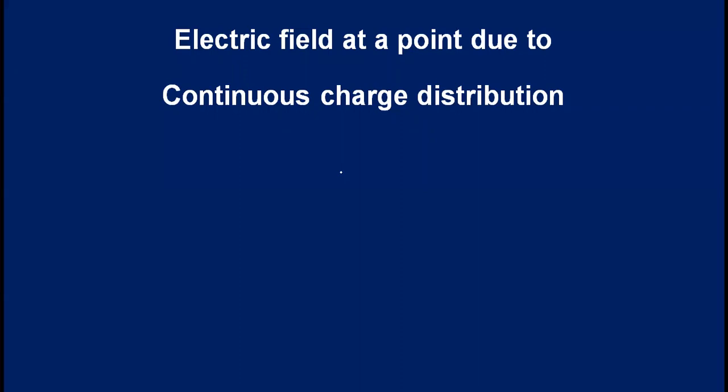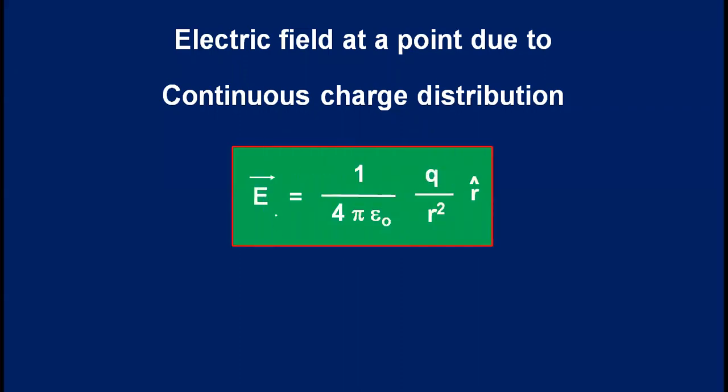Now you would have studied how to find electric field at a point due to a discrete charge, that is, a point charge. And you would have arrived at a formula: E vector is equal to 1 by 4 pi epsilon naught into Q divided by R square into R cap, where 1 by 4 pi epsilon naught is a constant, Q is a source charge, R is the distance of the reference point from the source charge, and R cap is a unit vector which is directed from the charge to the reference point.